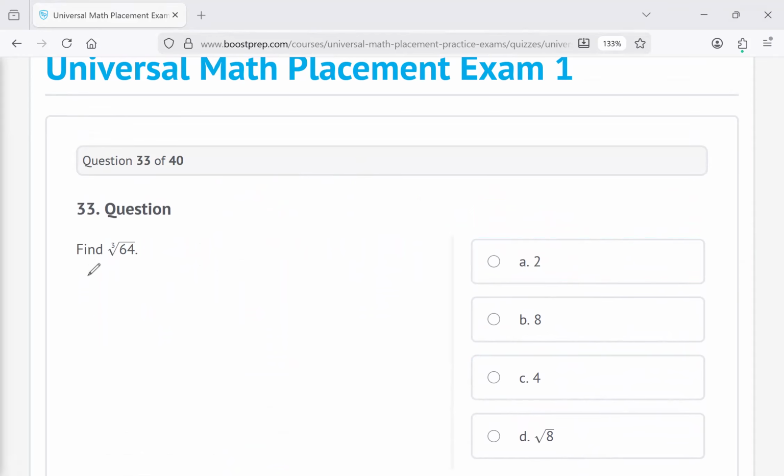Question 33, find the cube root of 64. Now, I know the cube root of 64 is not perfect. Is there a number times itself 3 times that gives you 64? Oh, it is perfect, actually. Can you come up with a number that times itself 3 times gives you 64? Yes, 4 times 4 times 4. So the cube root of 64 is 4. Okay, so there's no other simplification.